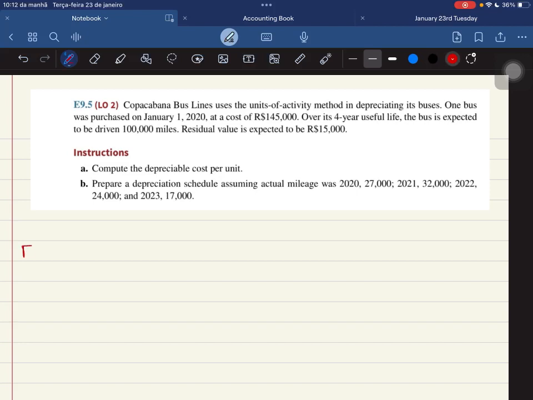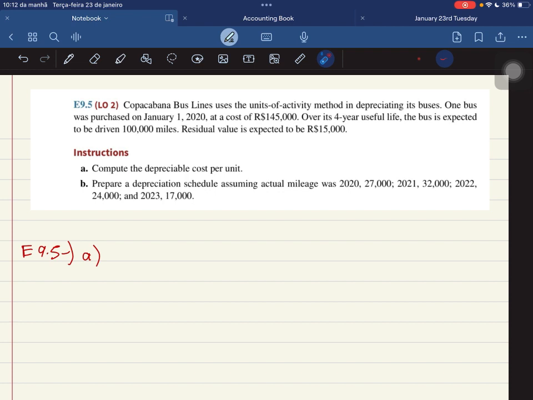E 9.5. Copacabana Bus Lines uses the units of activity method in depreciating its buses. One bus was purchased on January 1st, 2020 at a cost of 155,000 reais. Over its 4-year useful life, the bus is expected to be driven 100,000 miles. Residual value is expected to be 15,000 reais. Instructions: compute the depreciable cost per unit.